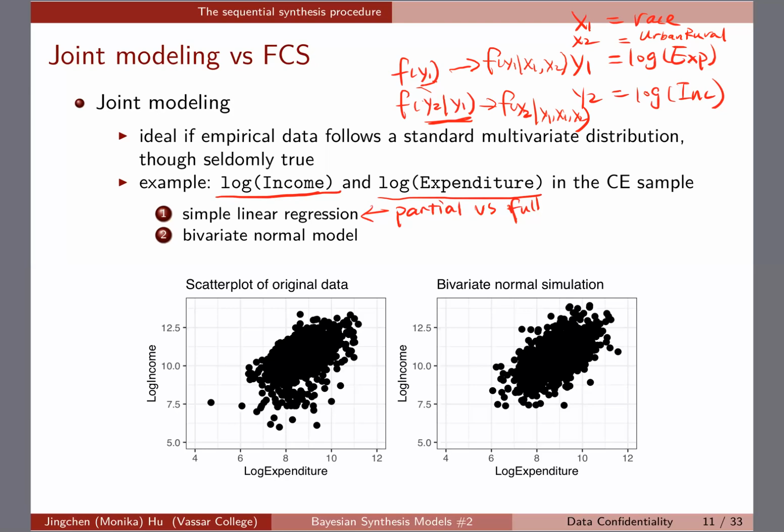And what I want to introduce you to now is a bivariate normal model. We never talked about it in 347, but essentially you can think about, say, Y1 and Y2 jointly. Let's say Y1 is log expenditure and Y2 is log income. Then this can follow a bivariate normal. So you can write bivariate normal.